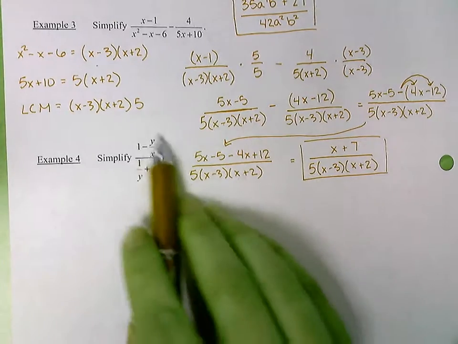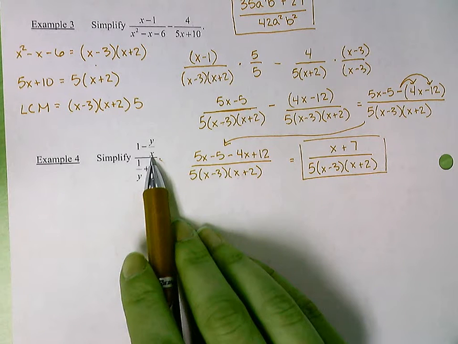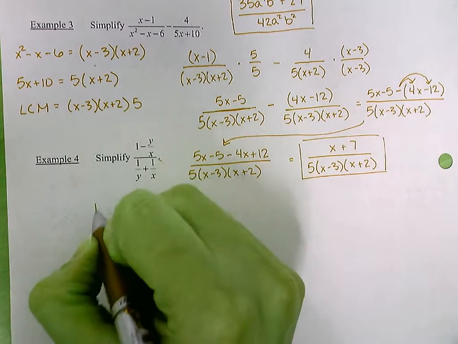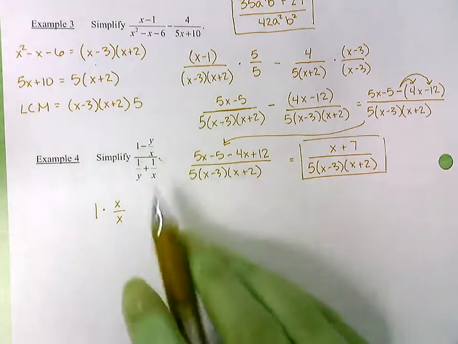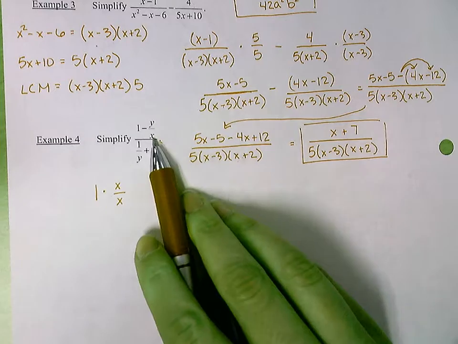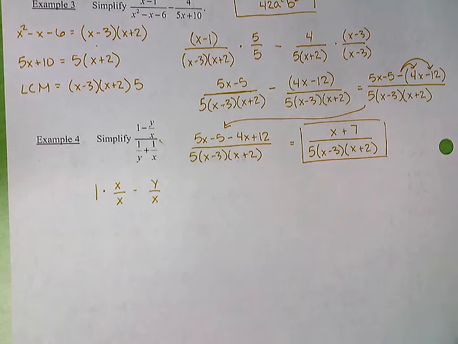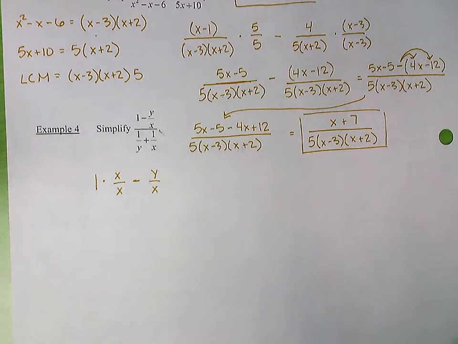So with this top piece, I only have one value. With that denominator, it's x, right? So to change this 1 so it has a common denominator, I'm going to multiply it by x over x, since that is my common denominator. That's the only term in that denominator. And then I can just keep this as y over x. This is subtraction. So that's the numerator piece.